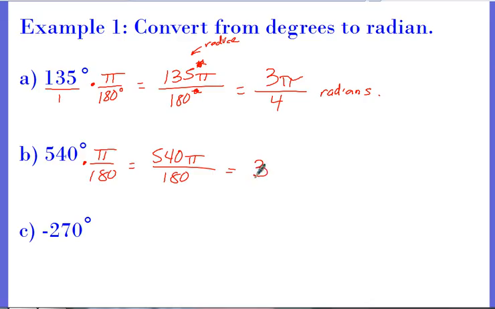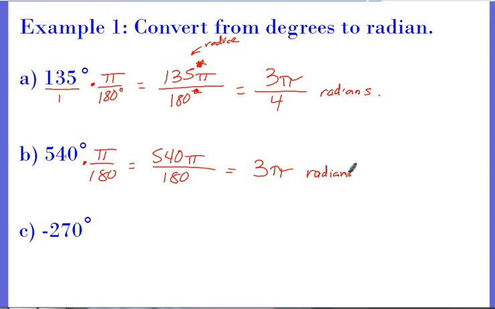So 3 what in our case? 3 pi. Is that more than a full circle? Yeah, because a full circle is 2 pi. See how easy this is? Right now all we're doing is just converting. So the next one's a little bit more interesting.